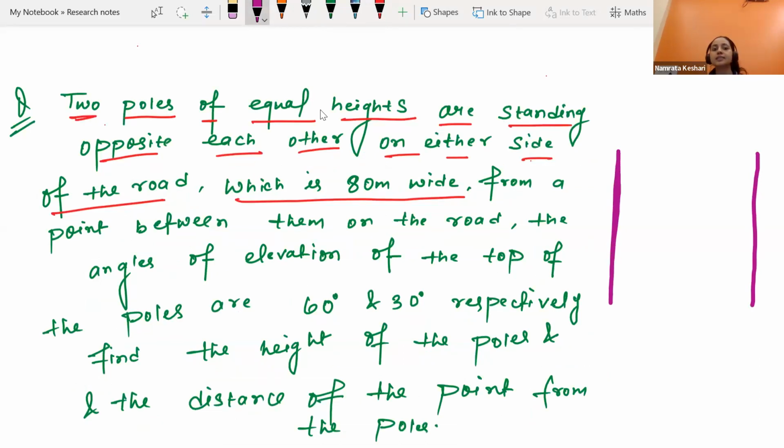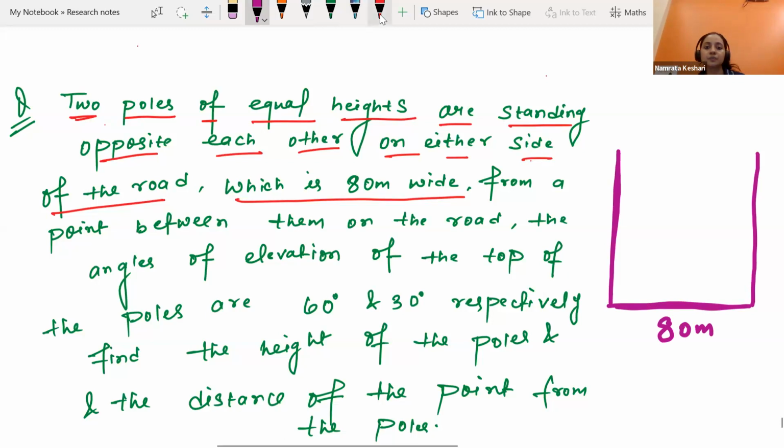Two poles of the same height are standing opposite to each other on either side of a road which is 80 meters wide. So in between these two poles there is a distance of 80 meters. This much is clear to all of us. There is an 80-meter wide road in between, and on one side there is a pole, on the other side there is a pole, and both poles have equal height. This much is crystal clear to all of us. Yes or no? Yes, ma'am.